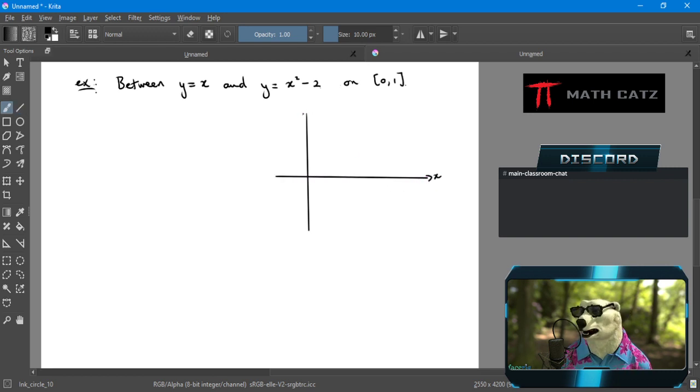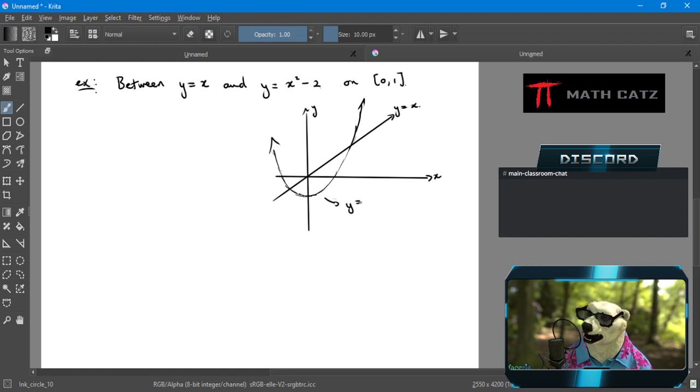So for my first example, I picked something fairly easy. I have my straight line y equals x. And then I have my parabola that I shifted down a little bit over here, like so. So this is y equals x squared minus 2, and 2 is over there. And I'm looking from 0 to 1. 1's going to sit over here. So this is my area that I'm interested in.